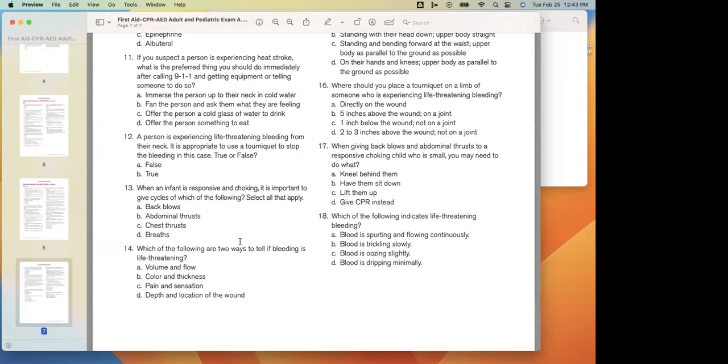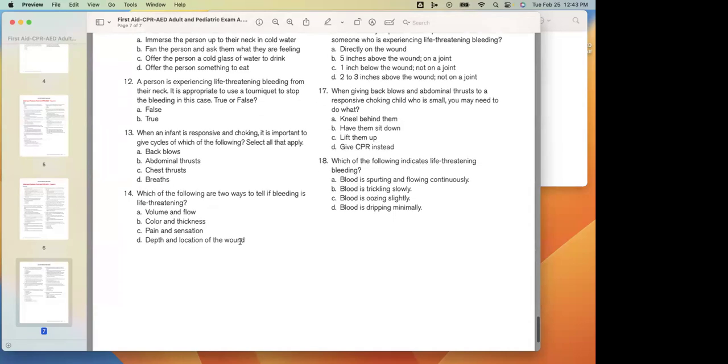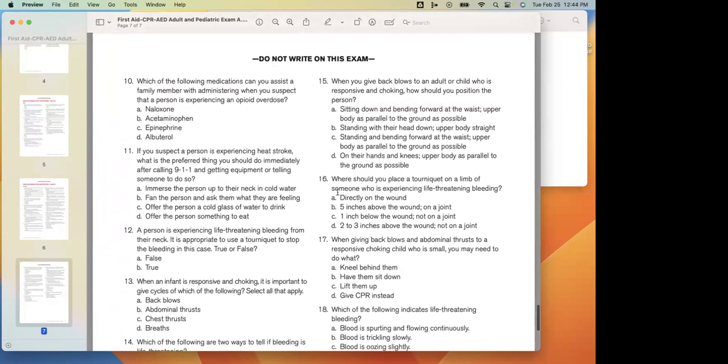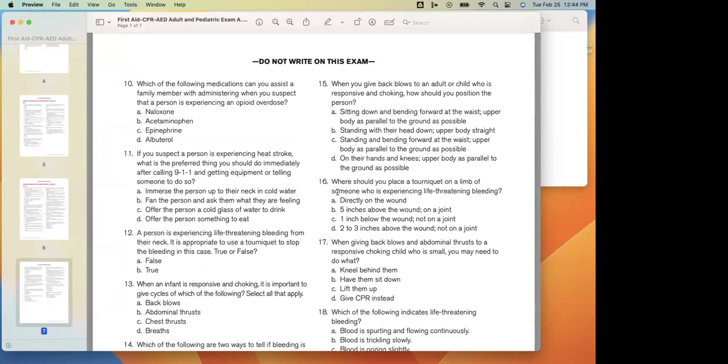Number 13, when an infant is responsive and choking, it is important to give cycles of which of the following? Select all that apply. Number 14, which of the following are 2 ways to tell if bleeding is life-threatening? Number 15, when you give back blows to an adult or child who is responsive and choking, how should you position the person?